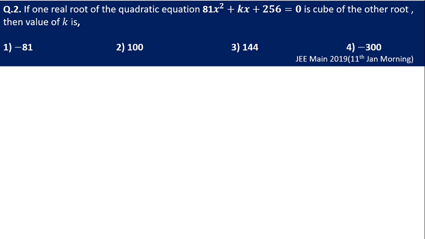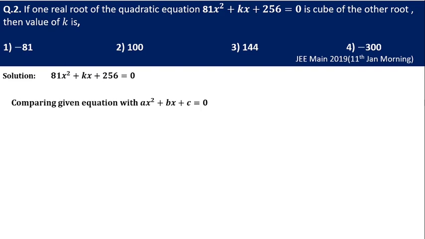Now what I'm doing is, first of all, comparing the given equation with the standard quadratic equation ax square plus bx plus c is 0. If you remember, the same procedure, same steps we did in the previous problem also. Now after this comparison, you can write the values of a, b and c. So a is 81, b is k and c is 256.